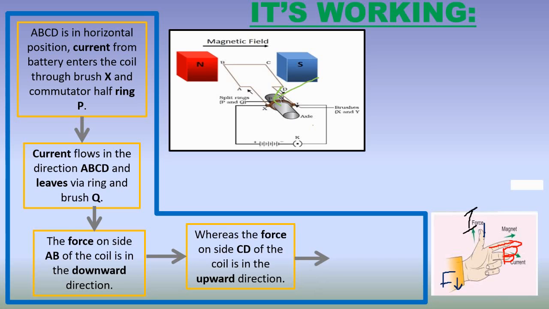Whereas the force on CD of the coil is in the upward direction. But why is the force on CD in the upward direction? Let us understand this with Fleming's left hand rule. Now students, here first we will have to know the direction. Let me just erase this part.